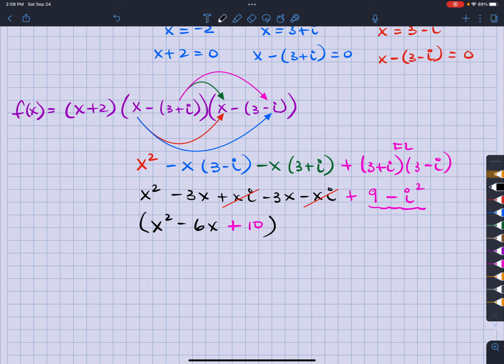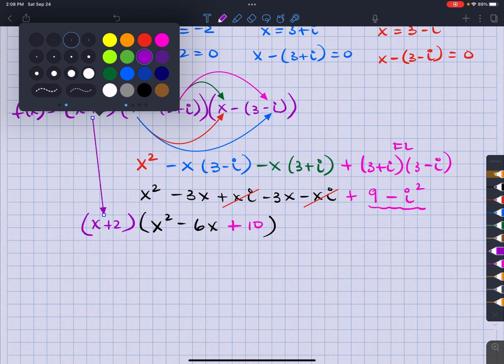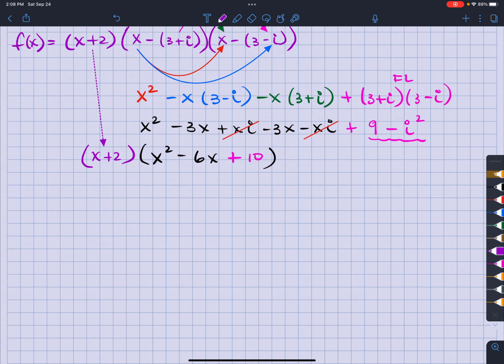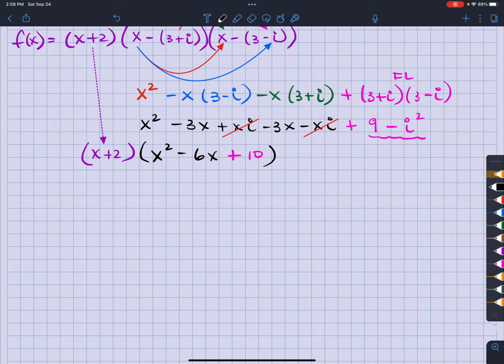Now I can bring that x plus 2 down and also distribute that through, right? So now I've got to double distribute. So what am I going to get? When I distribute the x, I'm going to get x to the third minus 6x squared plus 10x. When I distribute the 2 through, I'm going to get a 2x squared minus 12x plus 20.